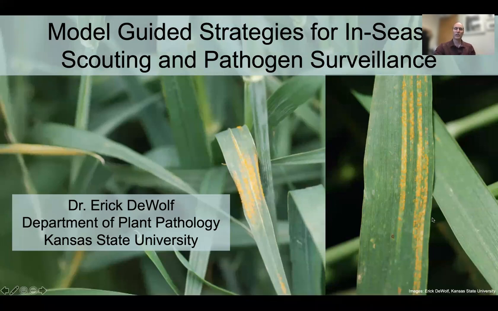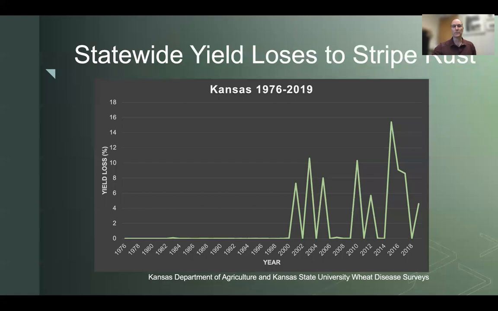So this is an opportunity for me to share some of the work that I and some of my colleagues have been doing here in the United States on trying to use predictive models to guide strategies or develop strategies for in-season scouting and pathogen surveillance. Let me begin with a little historical context.